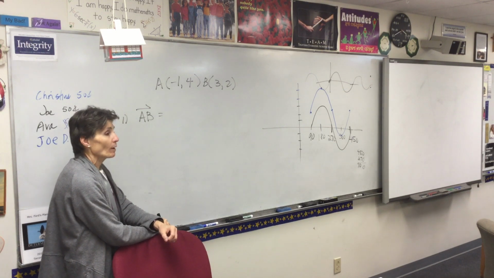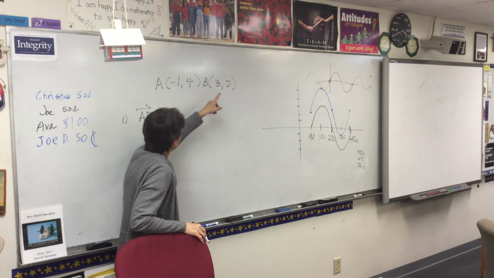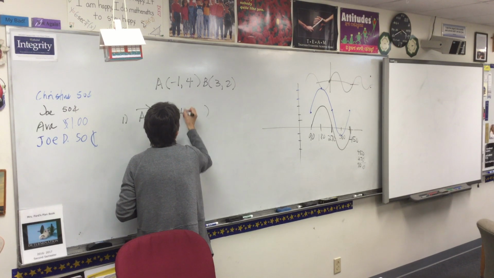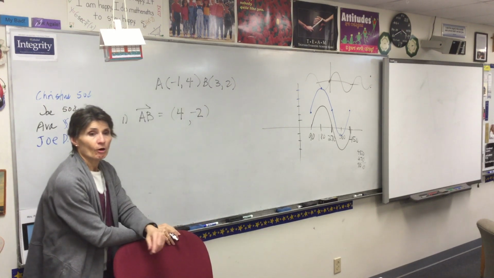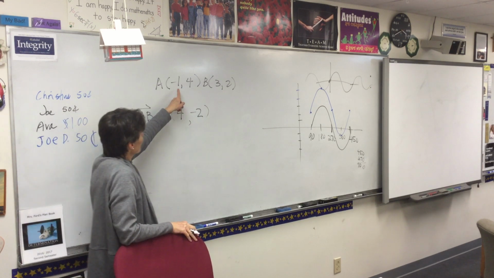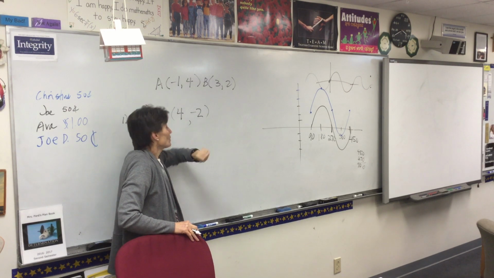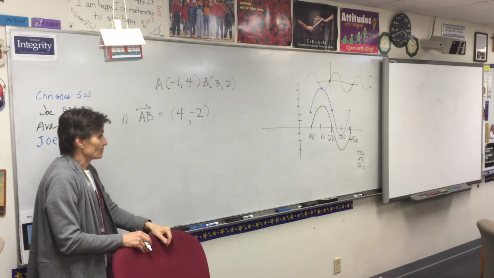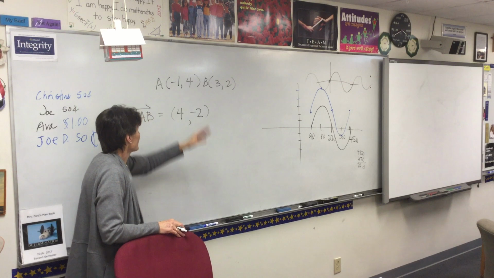The first question says, what are the components of vector AB? So you're going from here to here. What are the coordinates of that vector? 4, negative 2. The coordinates of the vector are 4, negative 2. You do not have to be a genius to figure that out. We're going from negative 1 to 3, 4 steps. We're going from 4 back to 2, negative 2. Those are the coordinates of the vector. Okay, so we got 2 points. First thing we're going to do is find the coordinates of the vector from A to B.